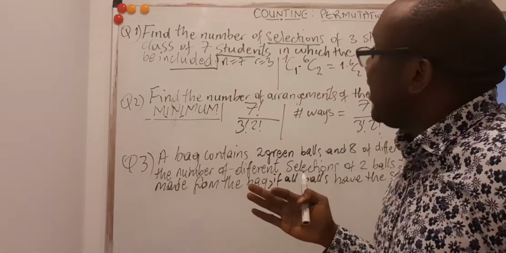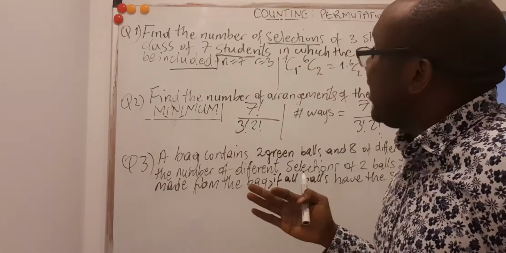A bag contains 2 green balls and 8 of different colors. Find the number of different selections of 2 balls that can be made from the bag if all balls have the same size. So what we see here is 2 green, 8 others, so my n is 10. There are 10 balls in total. We have to select 2, so my r is 2. And there's a selection. So selection here tells you that it has to do with combination. Previously it was arrangement. That's how we look at permutations. So this is selection.